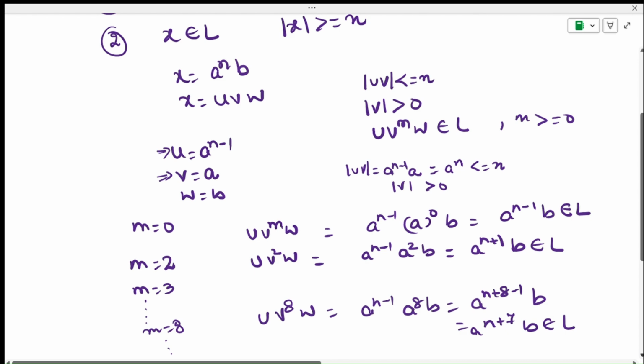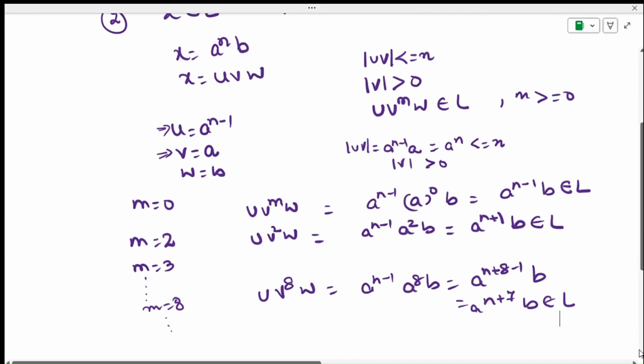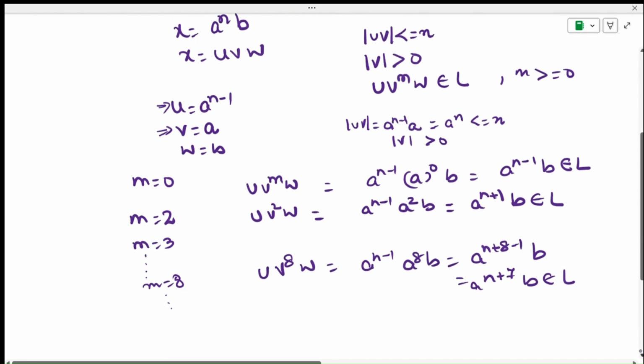So we are not getting any contradiction. And remember that we assumed that L was regular and we are not getting any contradiction, it means that this language is not non-regular. It is a regular language. Therefore, we say that L is regular.